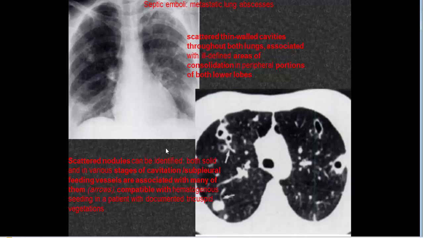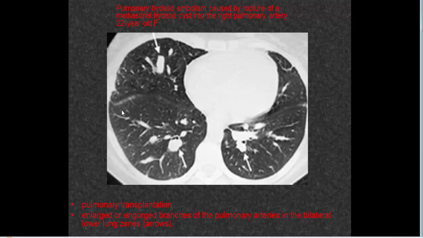Metastatic lung abscess. Pulmonary hydatid embolism caused by rupture of a mediastinal hydatid cyst into the right pulmonary artery. 20-year-old female, pulmonary transplantation patient. Enlarged or engorged branches of pulmonary artery in the bilateral lower lung zones. Enlarged and engorged branches of pulmonary artery.